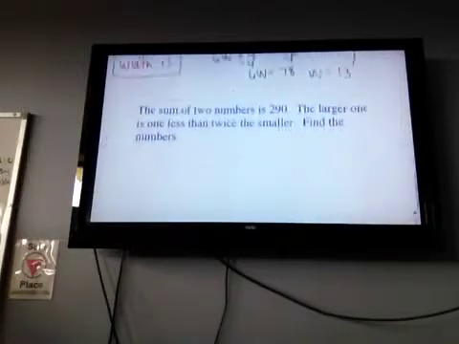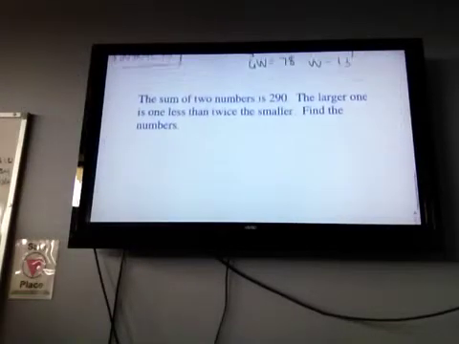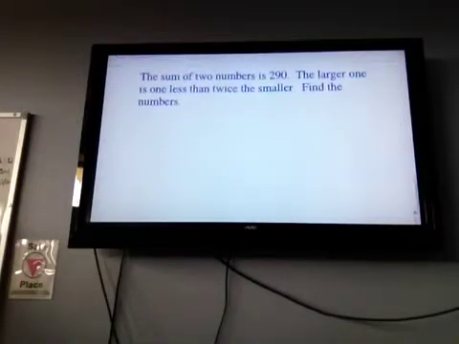Okay, the last one. I think it's the last one. It's the last one, there's 5. The sum of two numbers is 290. The larger one is 1 less than twice the smaller one. Find the numbers.